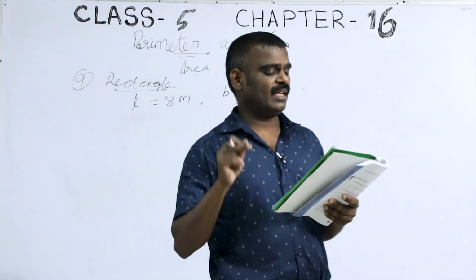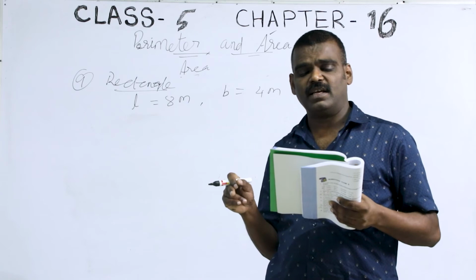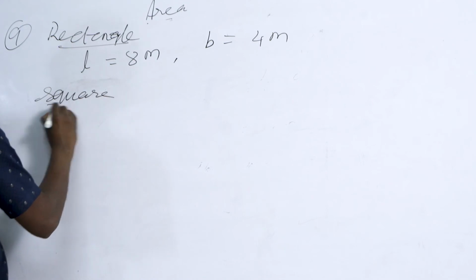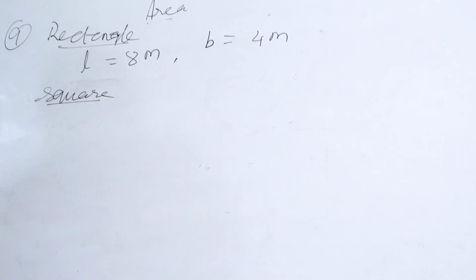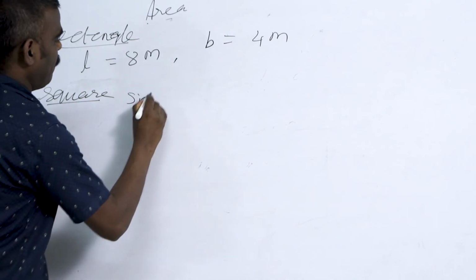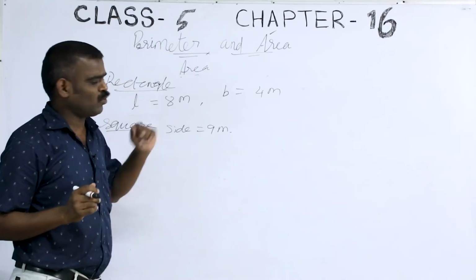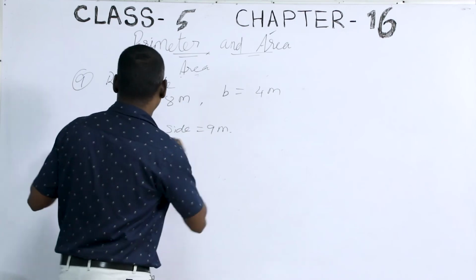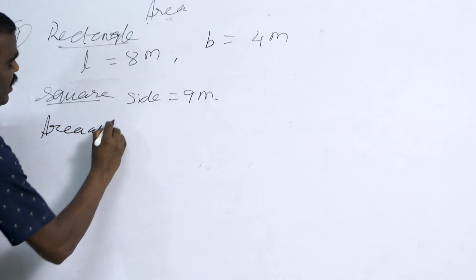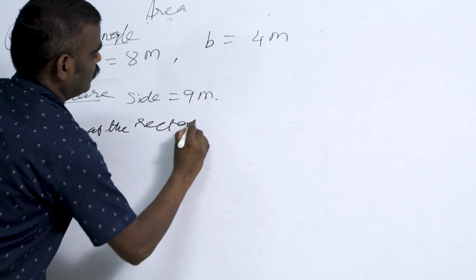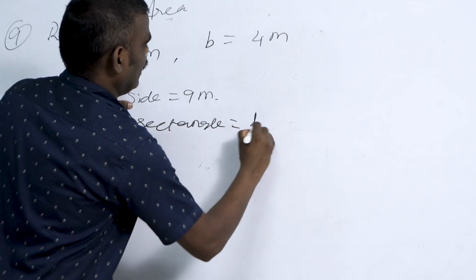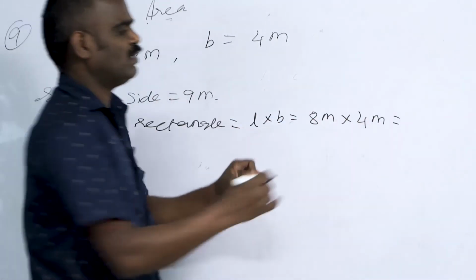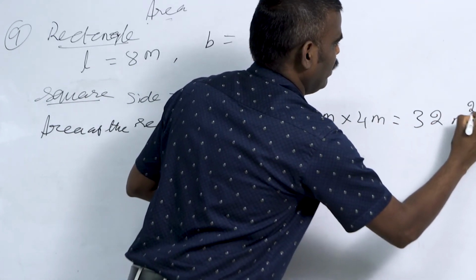Your question is, are they equal in area? Are their perimeters the same? The square has side how many? 9 meter. Now our question is whether this rectangle and square are equal in area or not. Let us go for area. Area of the rectangle, which one? L into B, that is 8 meter into 4 meter. 8 into 4 how much? 8 4s are 32 meters square.